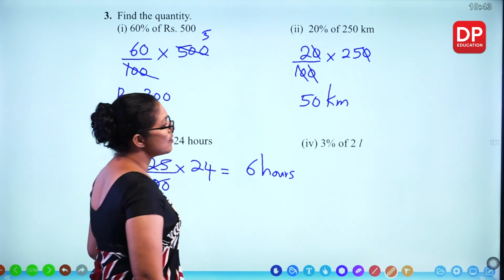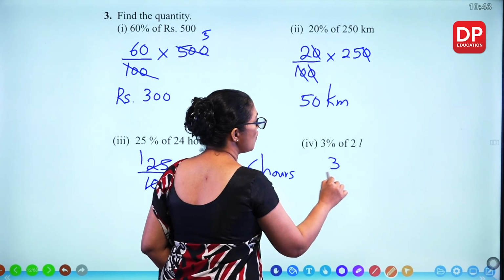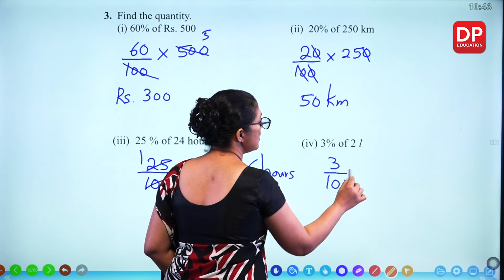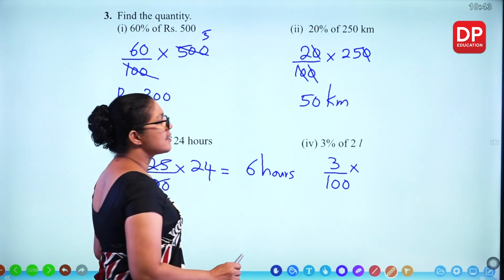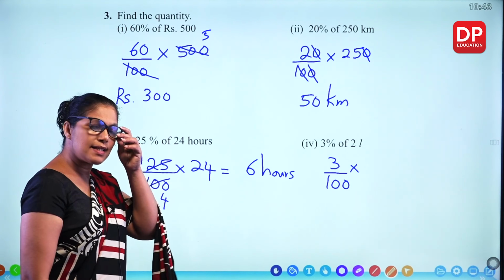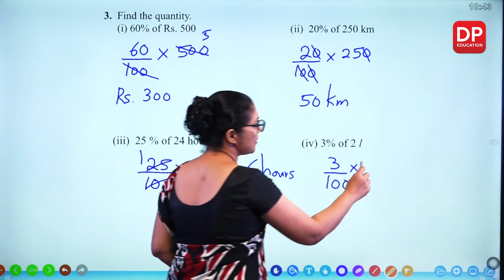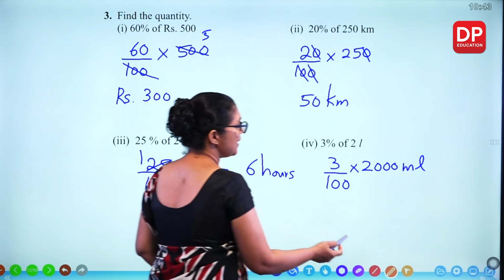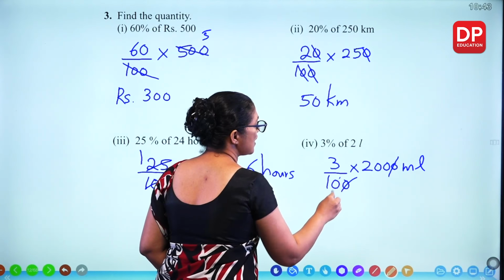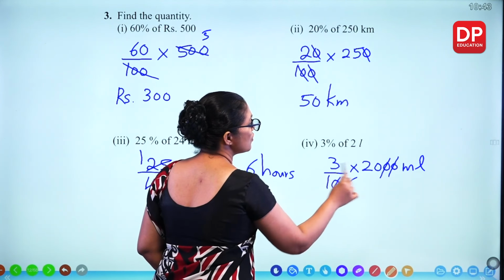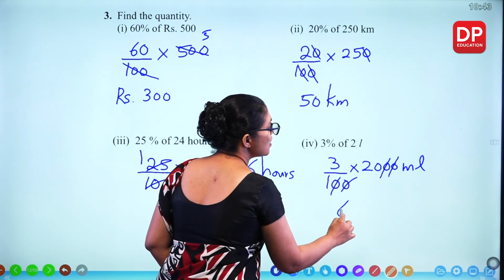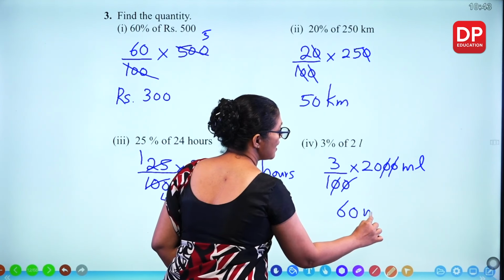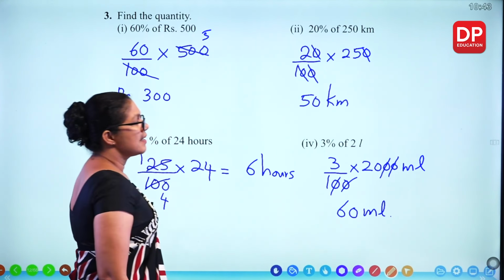This one 3% of 2 liters. 3 over 100. I'll take 2 liters as 2000 milliliters. Then 1 0 gets cancelled out, another 0. So you get 3 times 2, 60 milliliters is the answer.